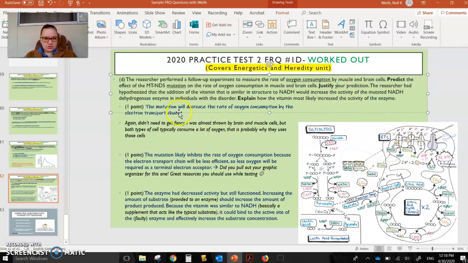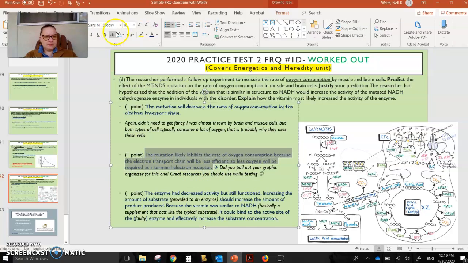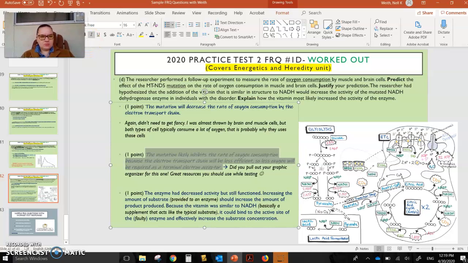Justify your prediction. The prediction is one point. Justifying it is now, you made the claim of what you think is going to happen in your prediction, now what's your science justification? What's your reasoning for that? So the mutation likely inhibits the rate of oxygen consumption because the electron transport chain will be less efficient, so less oxygen will be required as a terminal electron acceptor. That's just more fancy words. I'm going to italicize that. Nope, that's the wrong one. Sorry, editing as I go here, right? Yeah, move over now. Cool.